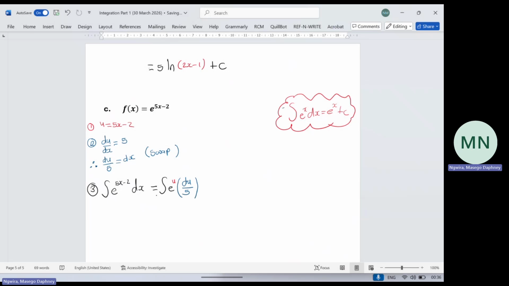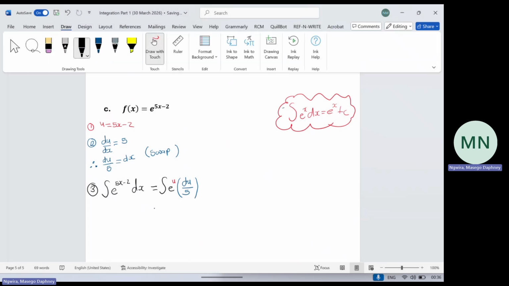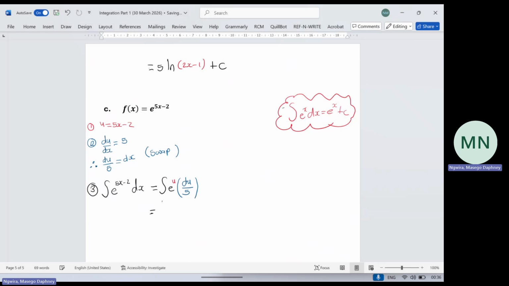So now we continue. I'm going to take the 5 out, and that's going to be 1 over 5, because I only want a function with the u. So this will be 1 over 5 because the 5 is at the bottom. It's a fraction, 1 over 5. And then the integral of e to the power of u. Then don't forget du.